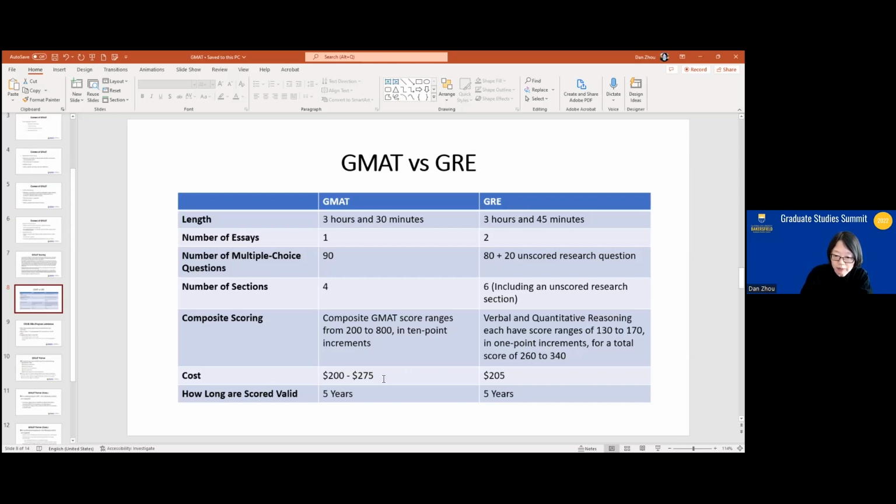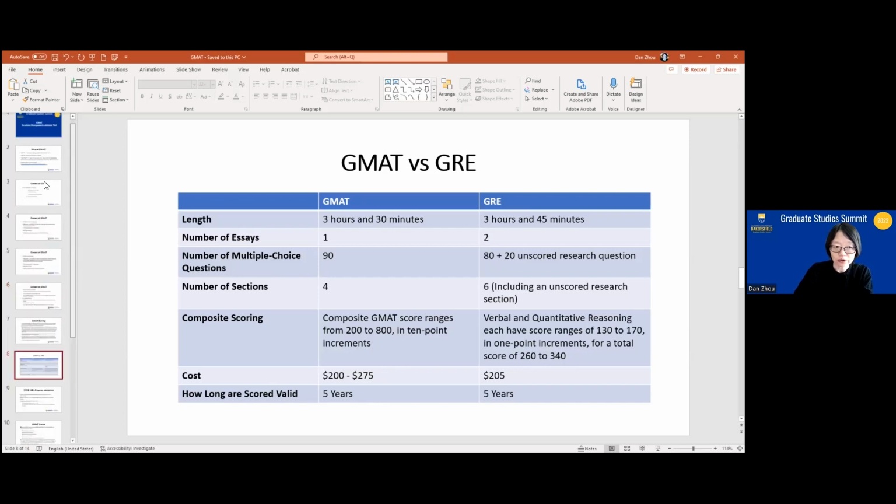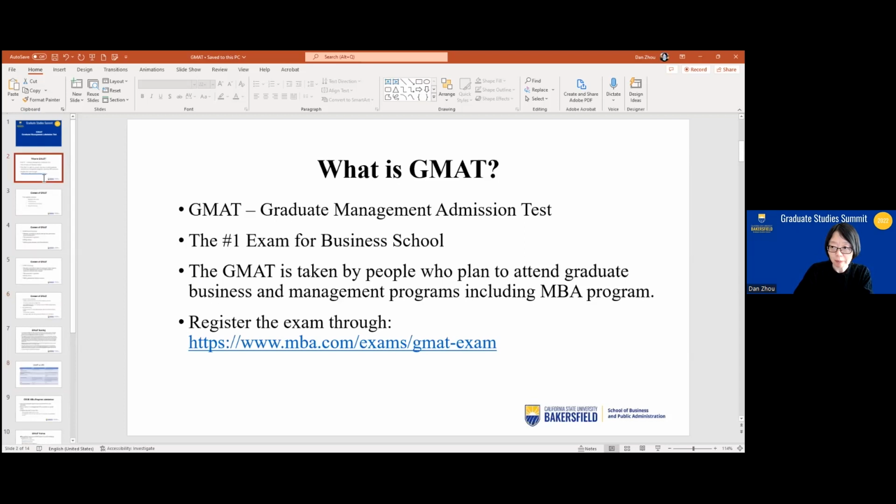Then the cost of GMAT is from $200 to $275, and the GRE cost is $205. And how long is the score valid? Both 5 years, okay. This is a brief introduction of the GMAT and also the comparison of the GMAT and the GRE. So if you want to find out detailed information about GMAT, again, this is the website. You can take a look.